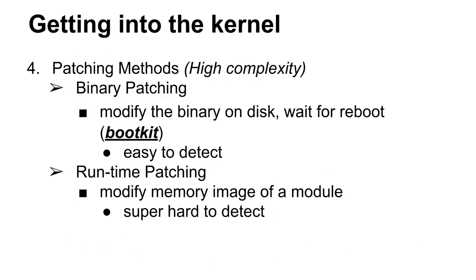That brings us to patching methods for the fourth category of getting into the kernel. If you have system or admin privileges or some equivalent privileges and have the ability to write into kernel space, you can do some patching methods. Now, what is called binary patching is modifying the binary on disk and waiting for a reboot. This is called a bootkit, and almost all bootkits are defeated today. Very easy to detect with any trivial or cheap or even free form of antivirus.